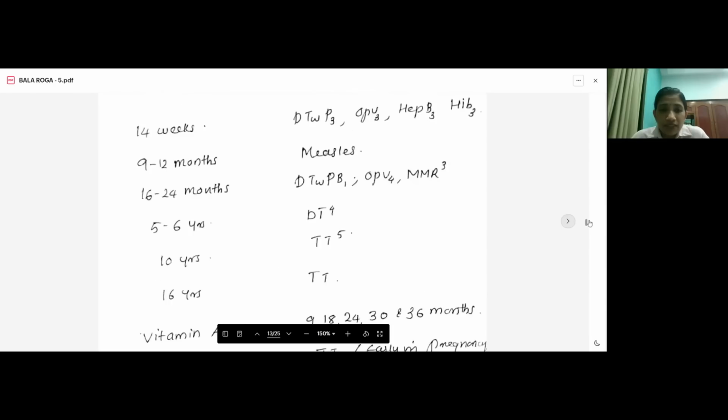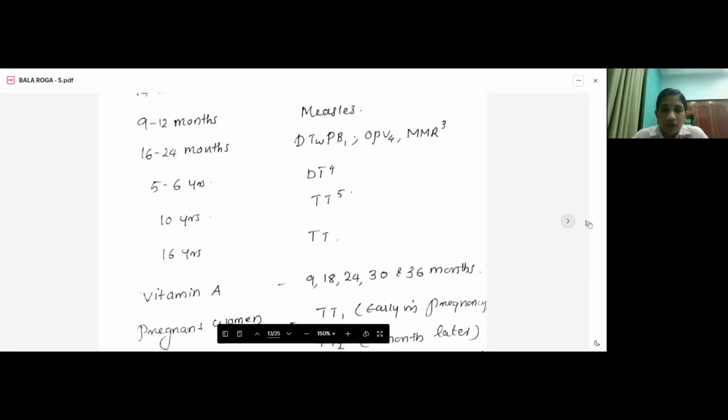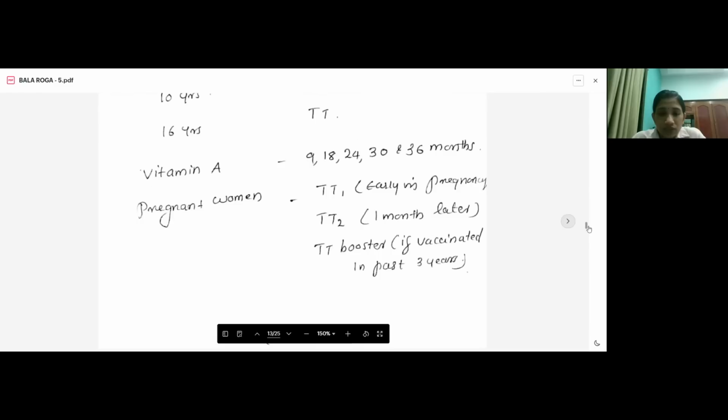In 5 to 6 years, DT4 is given. In 10 years, TT5. And in 16 years, the TT is given. Vitamin A can be given at 9, 18, 24, 30, and 36 months. In case of a pregnant woman, in early pregnancy, the tetanus vaccine TT1 is given, and 1 month later, TT2 is given, and a TT booster is given if vaccinated in the past 3 years.